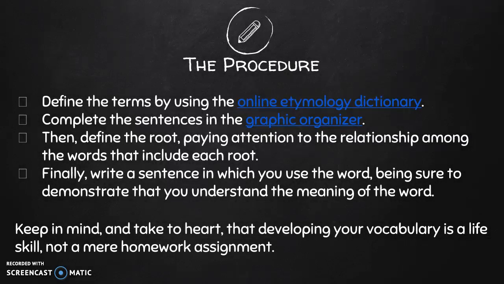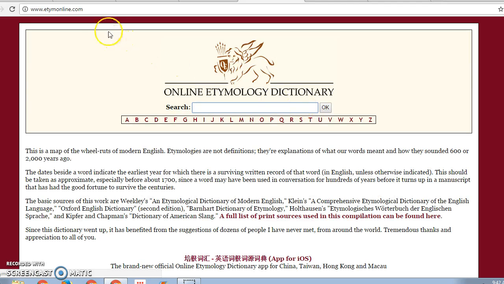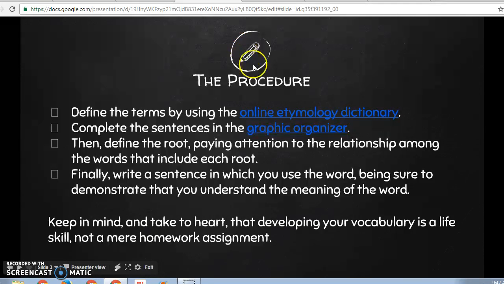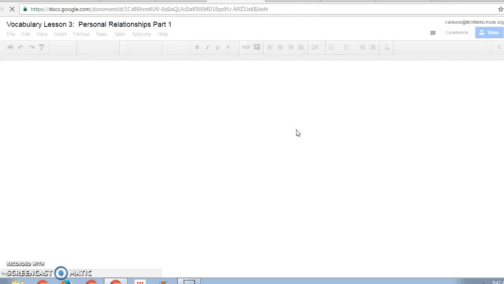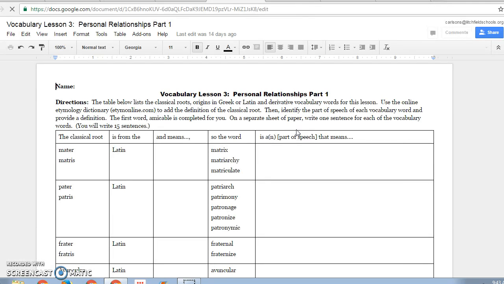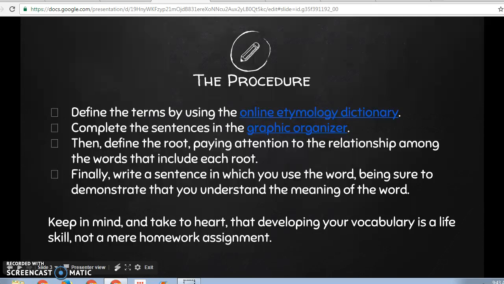So the procedure is this. First, you want to define the terms by using the online etymology dictionary. That's available on our blog at the bottom, and it's at etymonline.com. Your next step will be to complete the sentences in the graphic organizer. You can see here this sample has Vocabulary Lesson 3, Personal Relationships, Part 1. Then you'll define the root, paying attention to the relationship among the words that include each root. So let's have a look at how we might complete the vocabulary for Lesson 3.